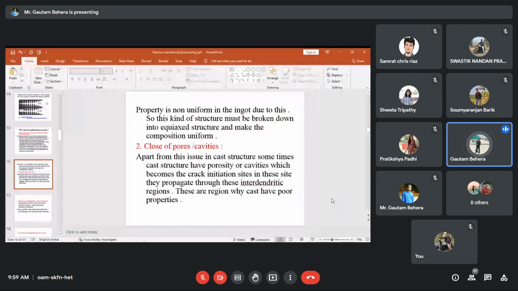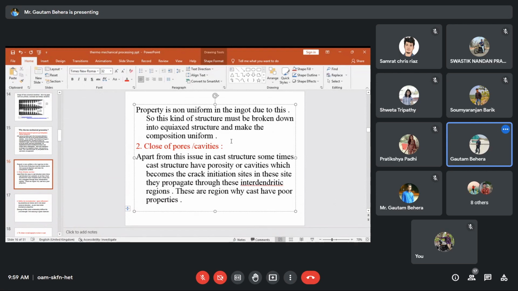So property is non-uniform in the ingot. Due to this, this kind of structure must be broken down into equiaxed structure and make the composition uniform. So can you tell me, anybody remember this equilibrium cooling and non-equilibrium cooling? In industry, can you tell me, is the cooling equilibrium cooling or non-equilibrium cooling? What kind of cooling is done in industry, basically? After getting the molten liquids, they do equilibrium cooling or non-equilibrium cooling?